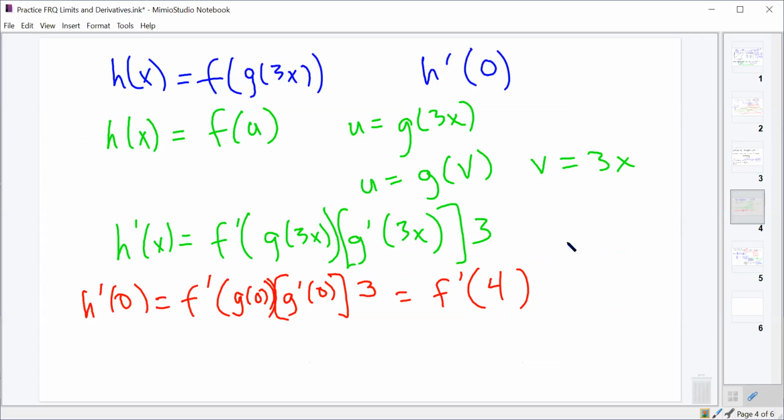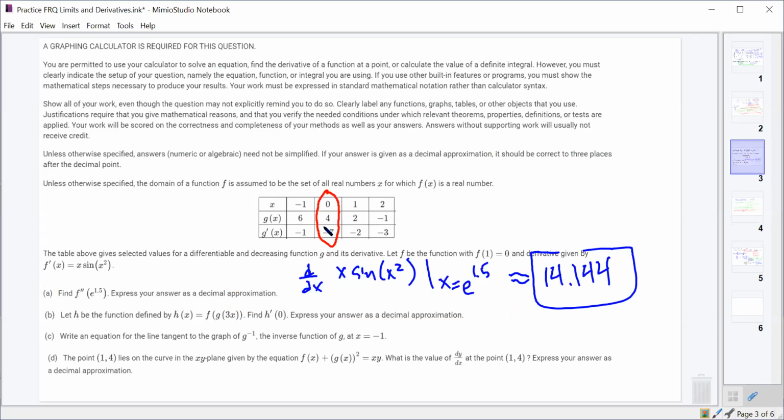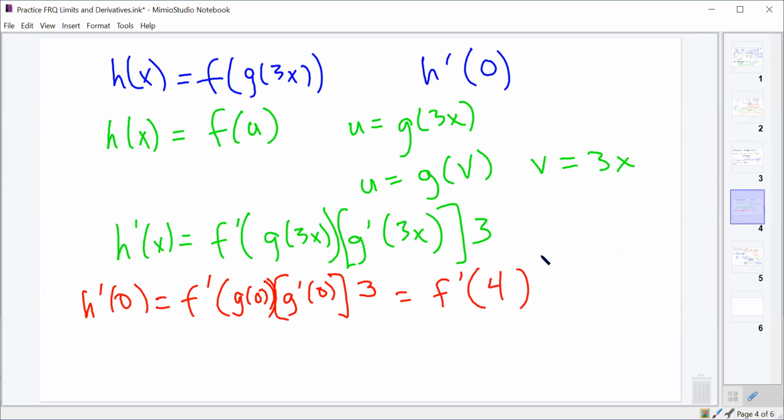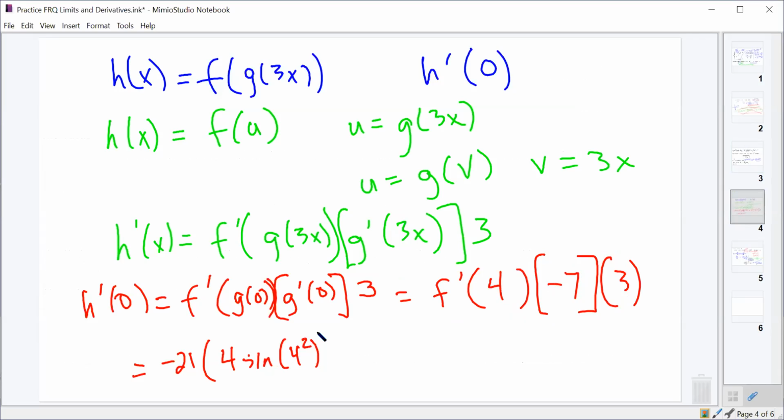And g prime of 0, we were just at it, g prime of 0 is negative 7. So this is f prime of 4 times negative 7 times 3, or negative 21 times f prime of 4. And f prime was x sine of x squared. So we end up with negative 84 sine of 16. And I think it asks us to do this in terms of a decimal, right?